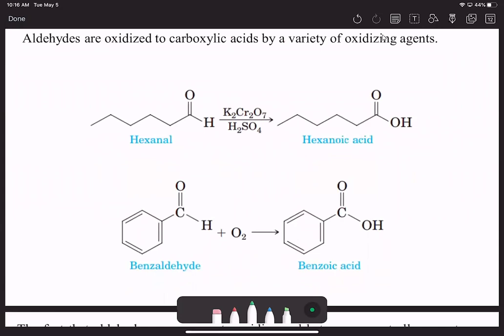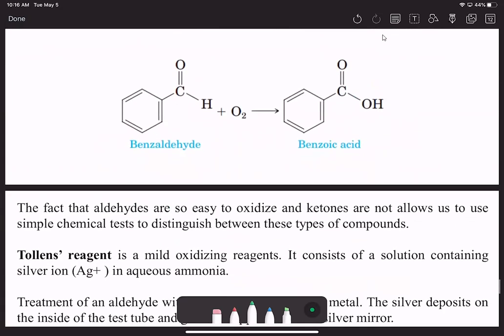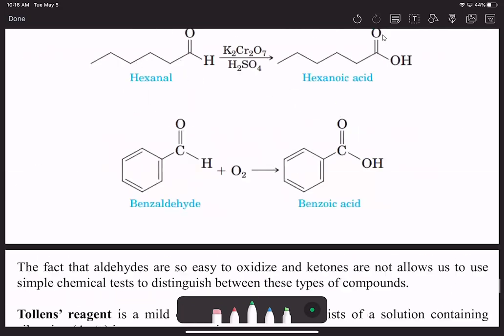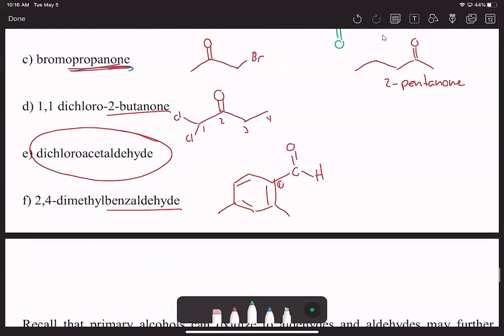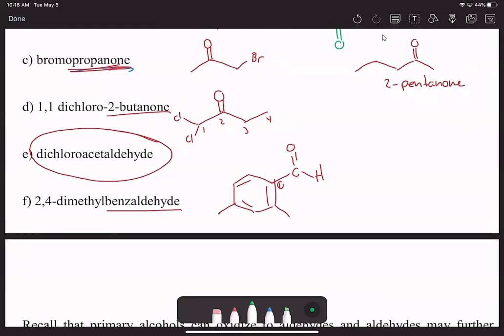Aldehydes. We're not going to name those. So are we going over E or are we just... Oh, that's right. We do have E to go over. So dichloroacetaldehyde, so E, thank you for that. So acete means that we have a 2-carbon molecule. A 2-carbon molecule that has an aldehyde functional group.